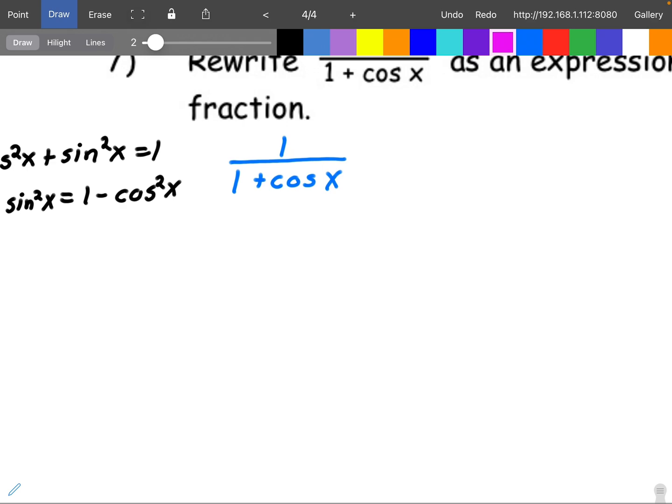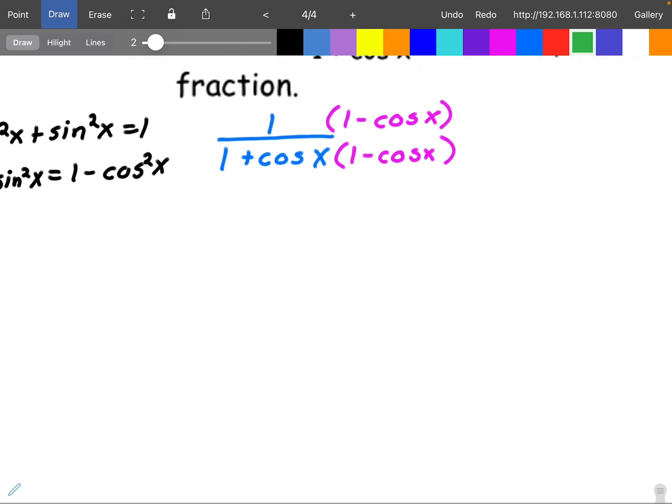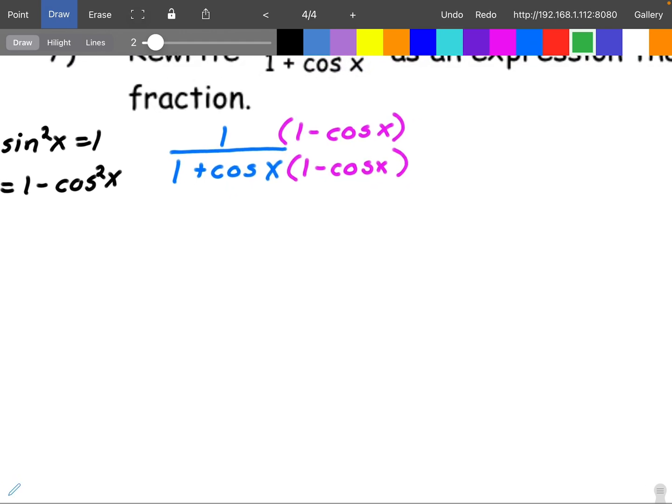And remember, a conjugate means that it is exactly the same thing except the sign in the middle. So the conjugate of this is going to be 1 minus cosine x, and we're going to multiply that on both the top and the bottom. The reason we want to do that is because these opposite signs are going to make that middle term cancel out, and when we're done, we're actually going to end up with this. So that's kind of our goal. Multiplying by the conjugate allows you to turn that not quite a Pythagorean identity into a Pythagorean identity.